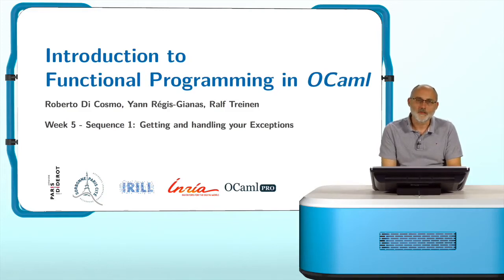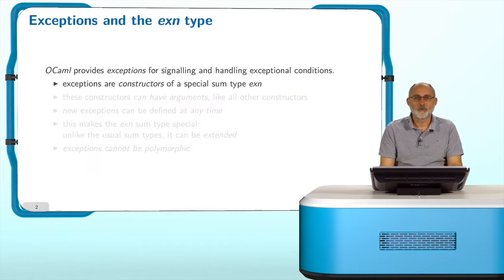And in this sequence, we will learn how to use exceptions in the OCaml programming language. Well, what are exceptions? OCaml provides exceptions which are useful for signaling and handling exceptional conditions, like in many other programming languages. But here, exceptions are just constructors of a special sum type written exn, but we all call it exception anyway.